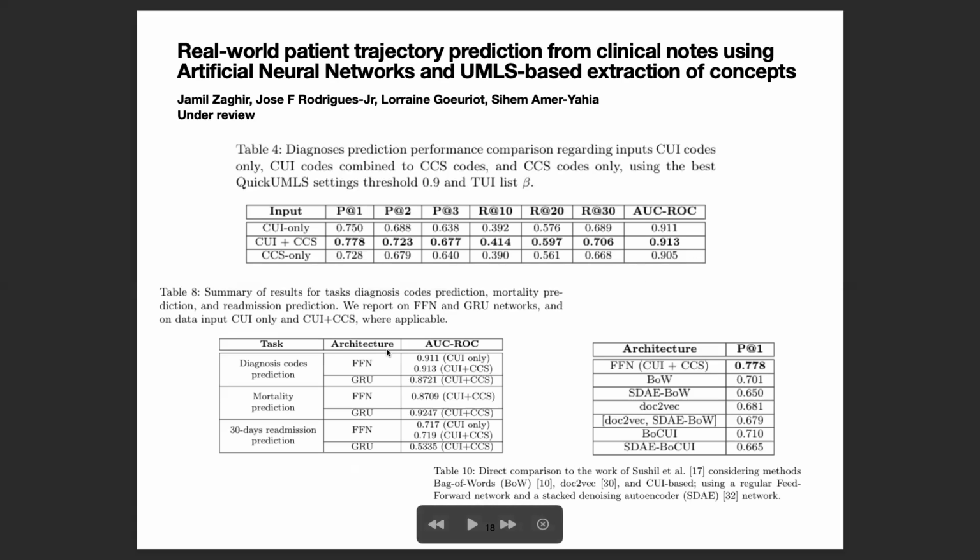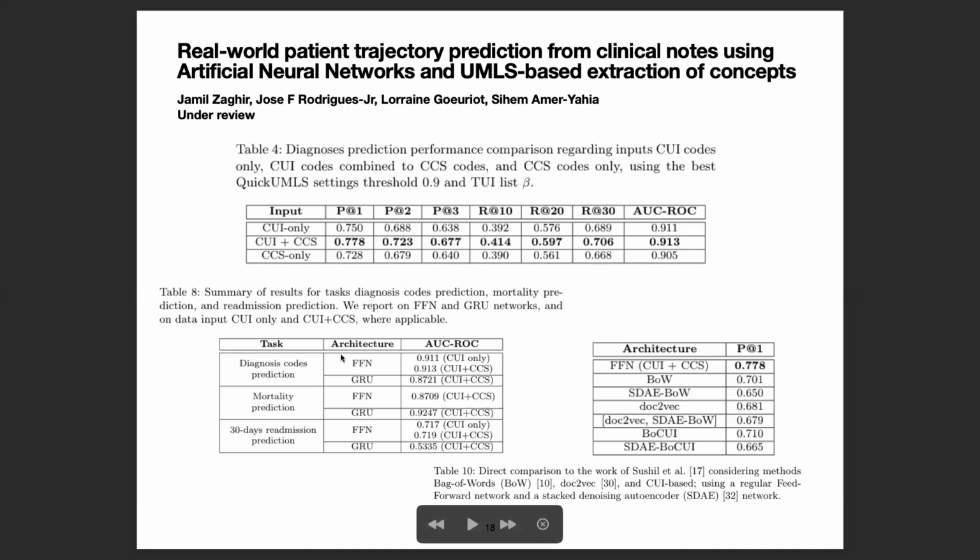In the following table, I show the results for 3 different prediction tasks: diagnosis code prediction, mortality prediction, and 30 days readmission prediction. And here we're using 2 neural networks. So the representation is always the best one, and here it's only bag of concepts. The first method we're using is feed-forward networks, which will only use the last visit, the admission T of the patient.